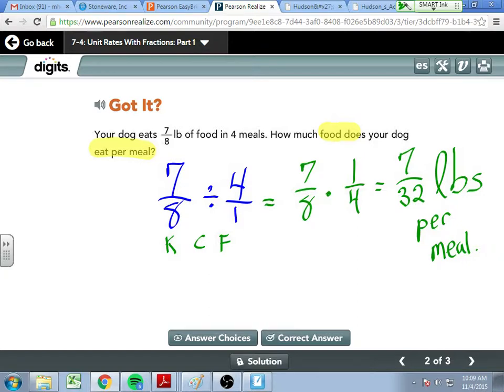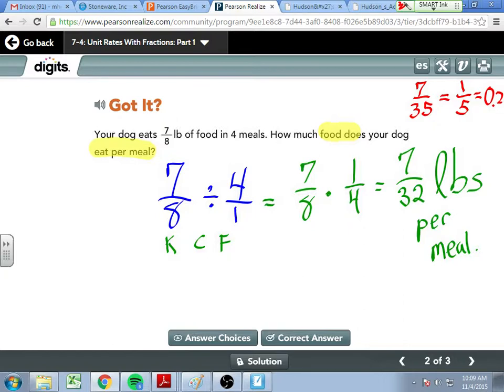So, approximately, let's say we wanted to go to decimals. What fraction that's close to this would be a lot easier to work with? Zach? 7/35, that would be easier. So one potential approximation is 7/35, which reduces down to 1/5, which is 0.2. So about 1/5 of a pound or 2/10 of a pound.